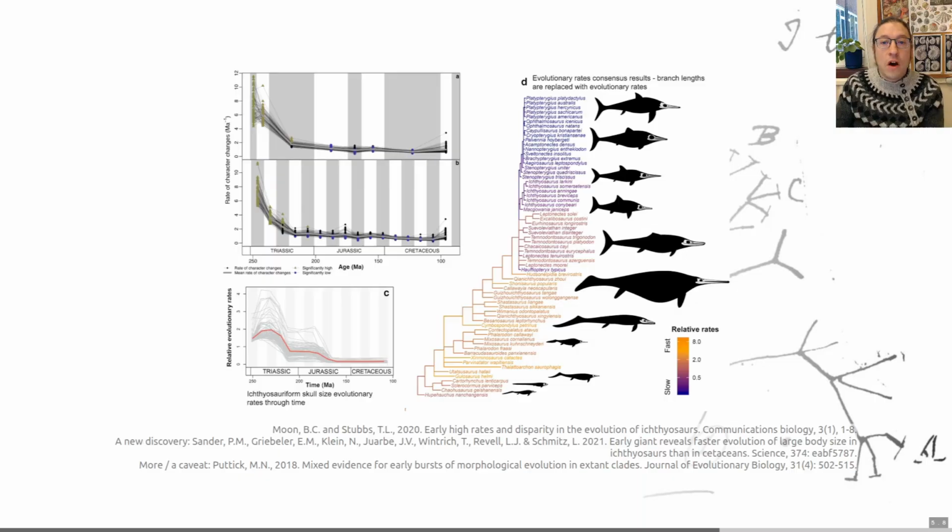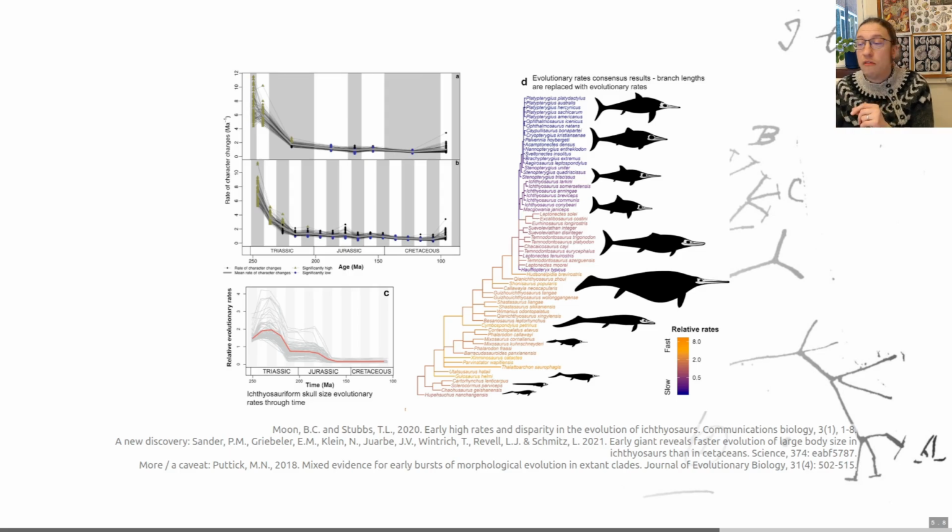They identify high rates of evolution early in the history of the group, with a rapid diversification in the taxonomy, the number of species, the morphology, that's the disparity, the number of different morphologies there are in the group, and in the ecology of this group.